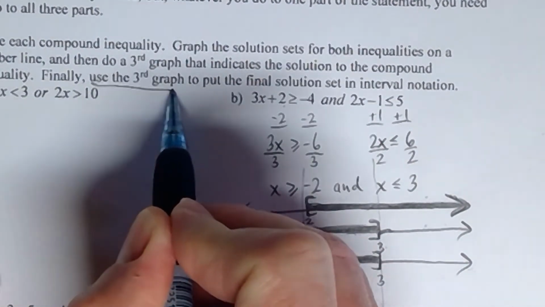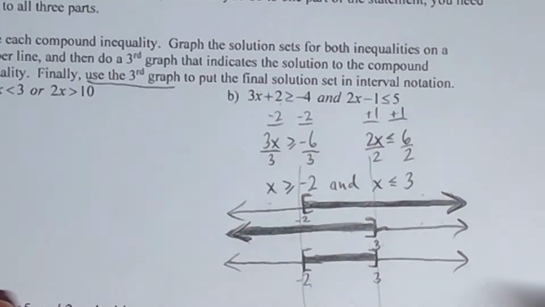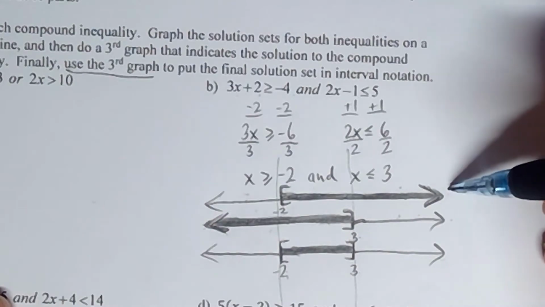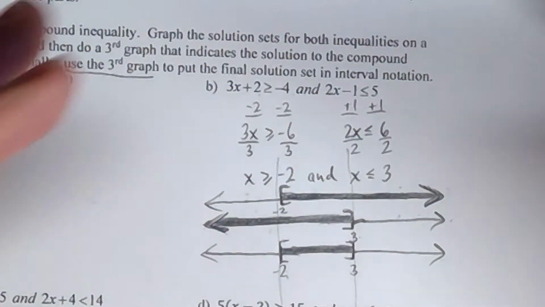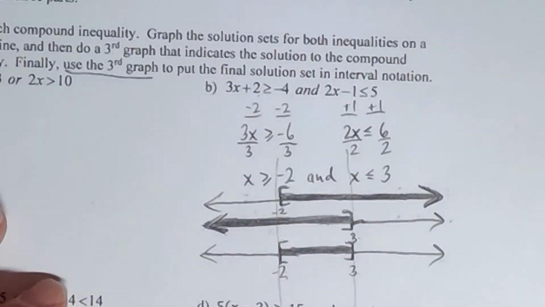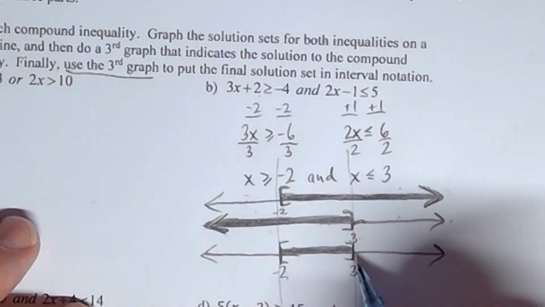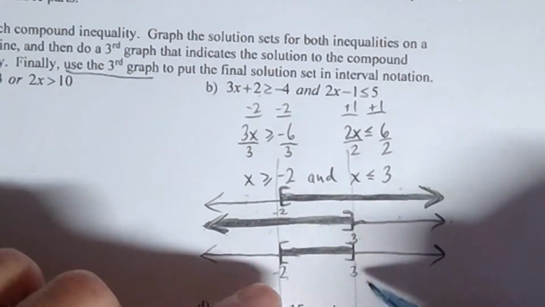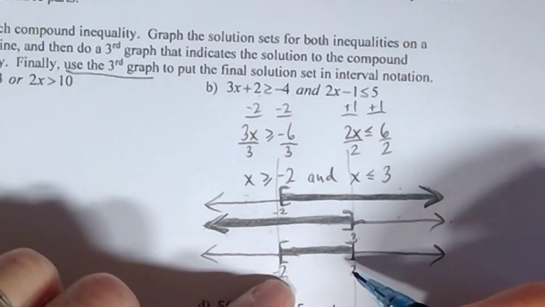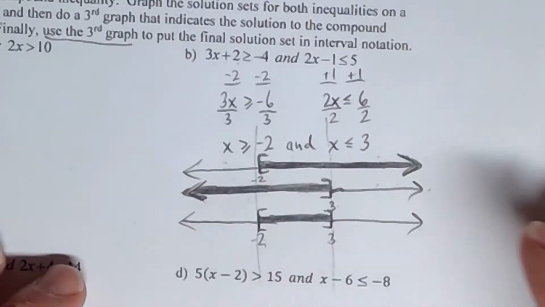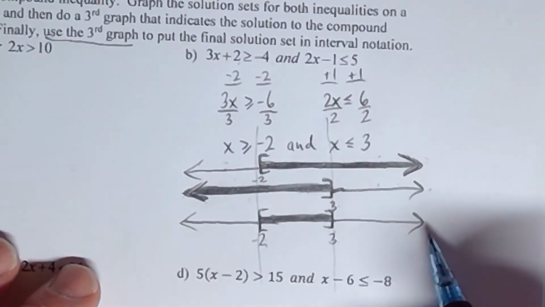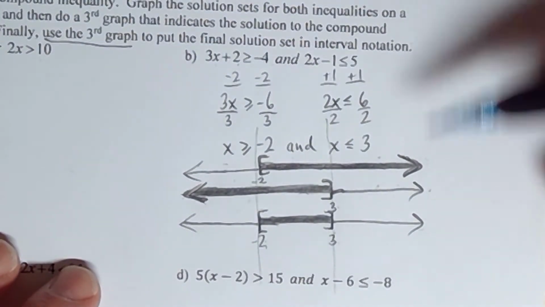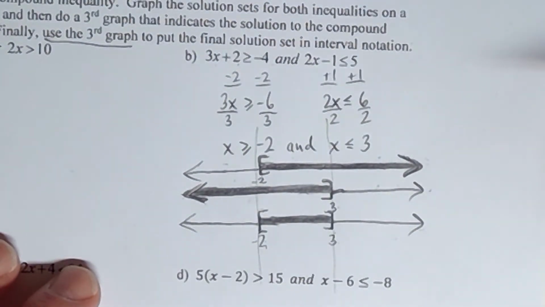And then as it says up here in the directions, very important: use the third graph to put the final solution set in interval notation. In other words, you cannot figure out the interval notation for each one of these two individually and then just put them together in the final answer. You can't do that. You have to actually come up with the third graph. Okay, that way I know that you are able to actually figure out what numbers go in the final graph. And then after you do the third graph, that's when you do the interval notation. You only need to do the interval notation on the final graph, though, not the first two.